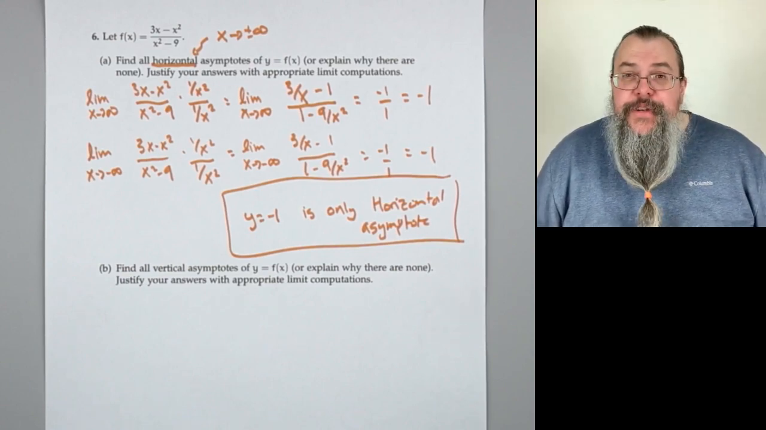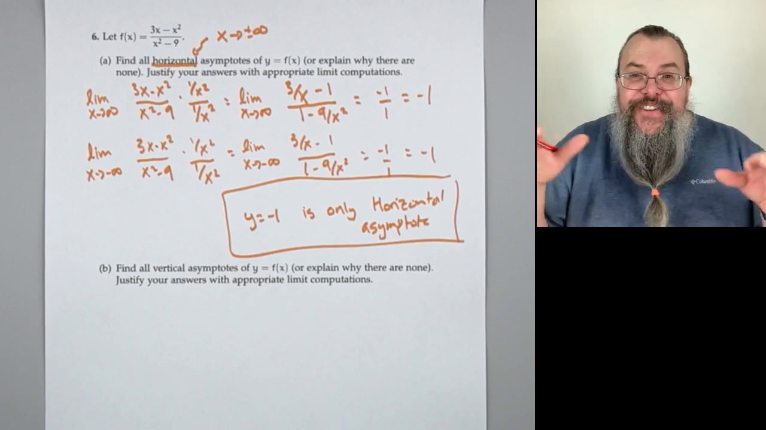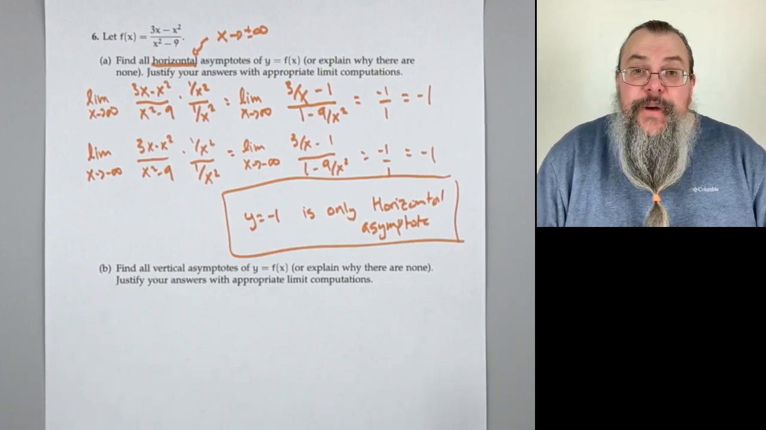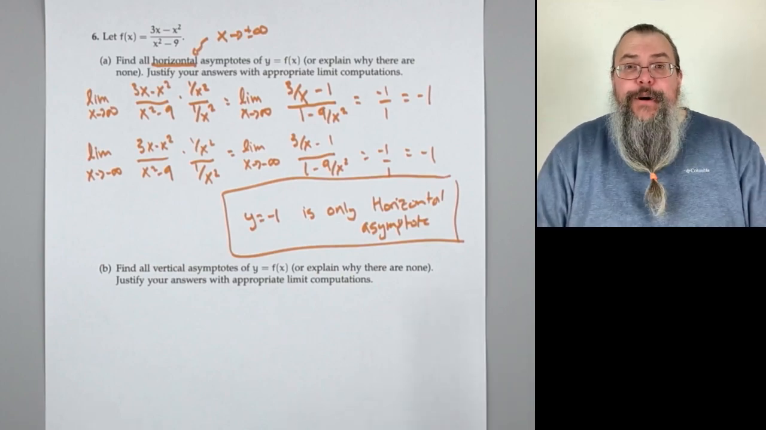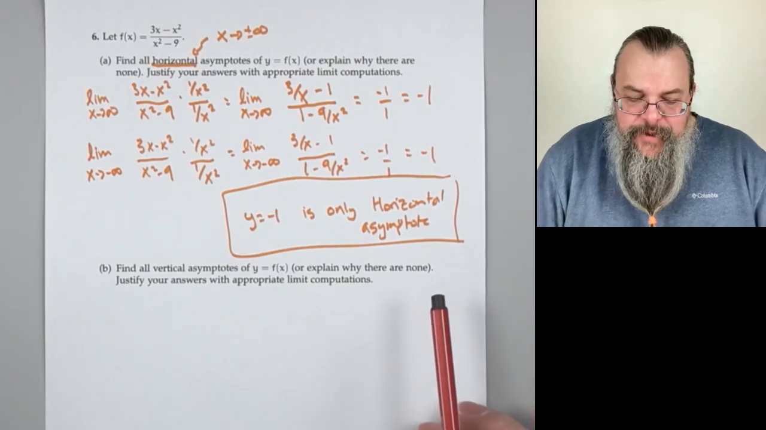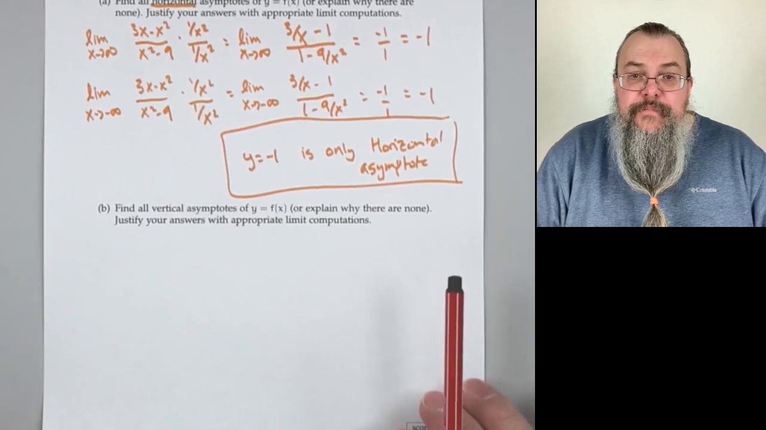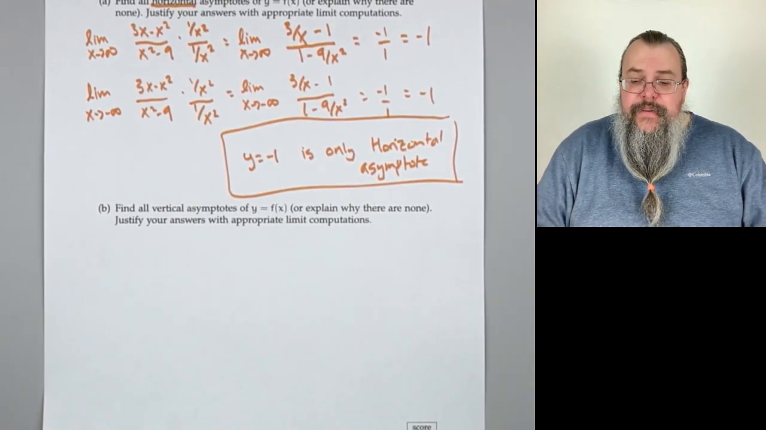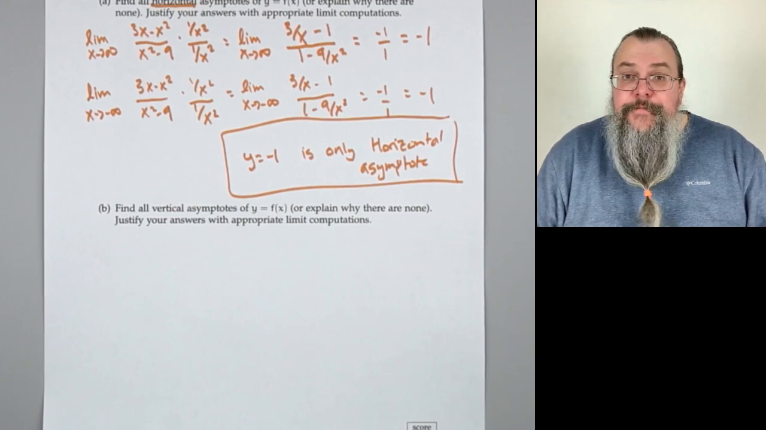But there used to be a TV show that said, we control both the horizontal and the vertical. And, well, it was about the outer limits, right? How appropriate for this type of a problem. So, part B, find the vertical asymptotes of y equals f of x, or explain why there are none.